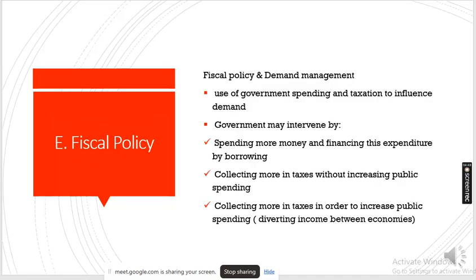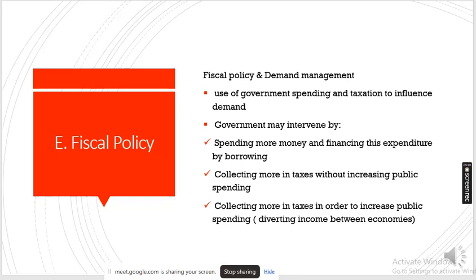Now, fiscal policy. We hear these things on the radio. Fiscal policy, monetary policy, what are they? So fiscal policy and demand management. What is a fiscal policy? Fiscal policy occurs when government uses spending and taxation to influence demand. So the government can spend more money, for example, on political rallies, what the government does sometimes, or sometimes buying maize from other countries. They do that deliberately so that they create demand for money.